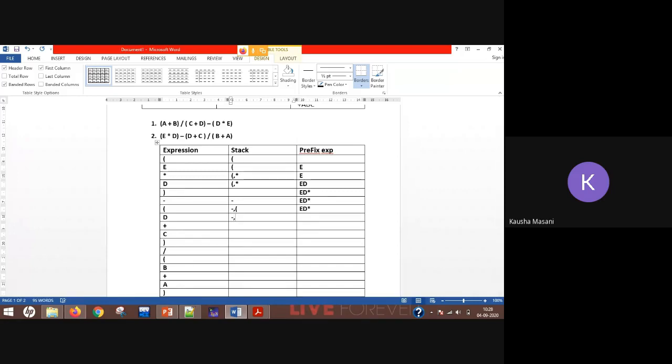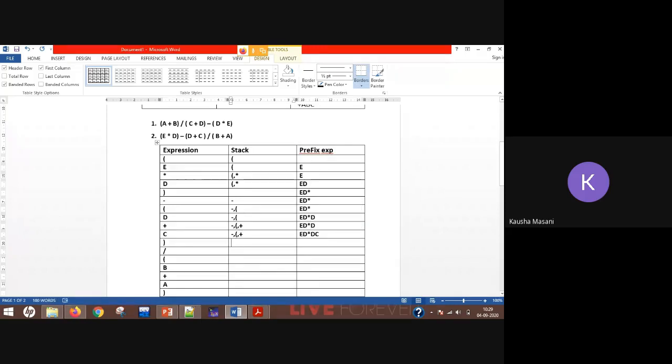Minus and opening bracket, ED star, again D, then minus opening bracket plus ED star D, same expression as it is, ED star DC. Okay, now closing parenthesis, so pop out the expressions one by one.